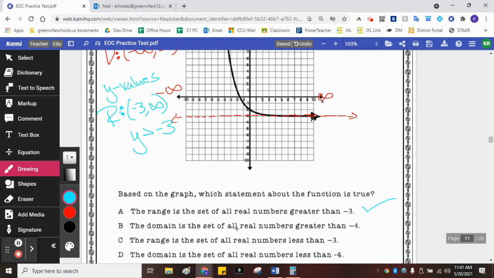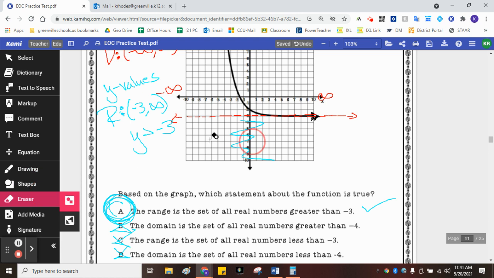Yes. The domain is the set of all real numbers greater than -4. No. Domain is all numbers. Range is the set of all real numbers less than -3. Less than -3 is down here. So not that one. And the domain is the set of all real numbers less than -4. No. It goes on forever. Exponential goes on forever. So the only place we don't have points is down here.